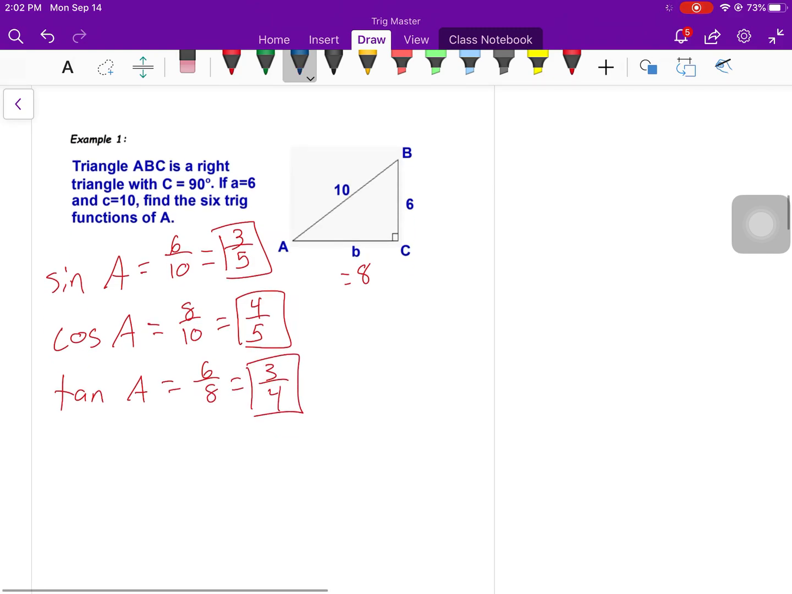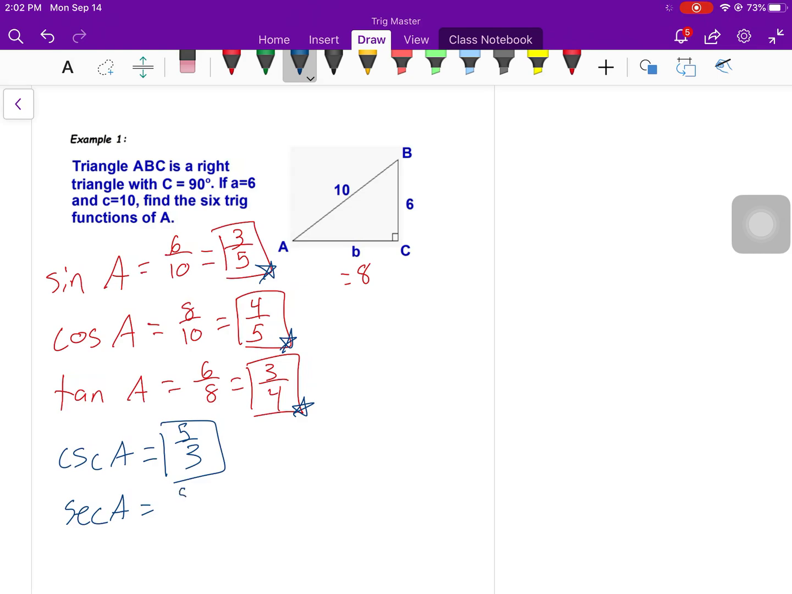For the remaining 3, I'm going to just take my answers from those 3 and flip them over. So cosecant of A is the reciprocal of sine, so that's going to be 5/3. The secant of A is the reciprocal of cosine, so that's 5 over 4. And cotangent is the reciprocal of tangent, so cotangent of A is 4/3.